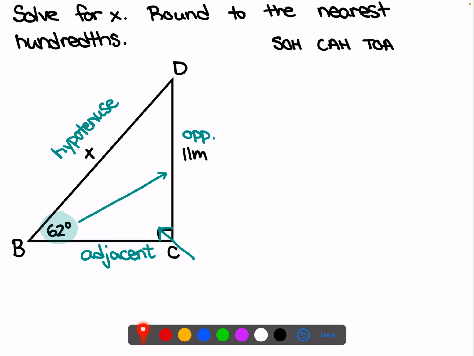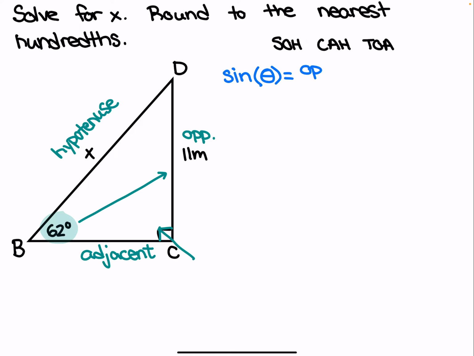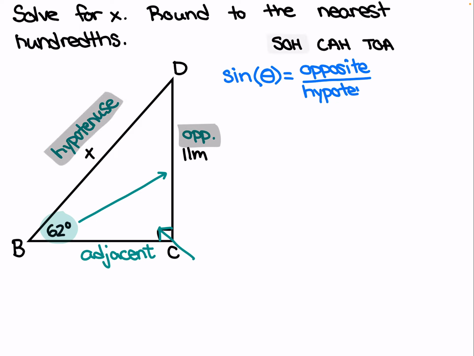From here, we look at what is actually on the triangle itself. That way we can determine which sides we're going to use. Well, I have the opposite side as 11 meters. I have the hypotenuse as x. Well, out of our 3 trig functions, which one uses opposite and hypotenuse? That would be sine. So we're going to use sine of theta equals opposite over hypotenuse.